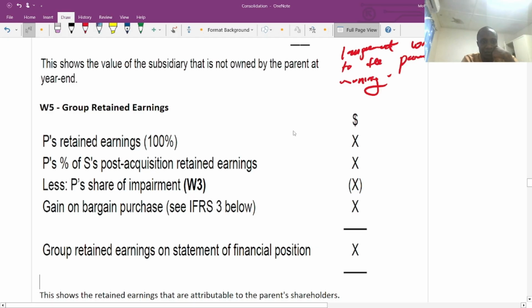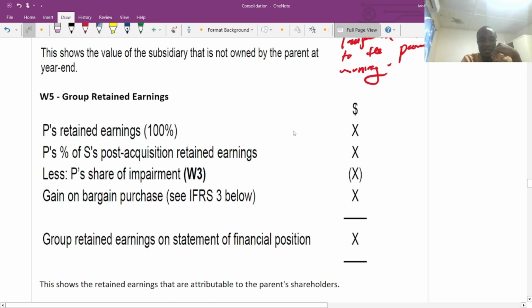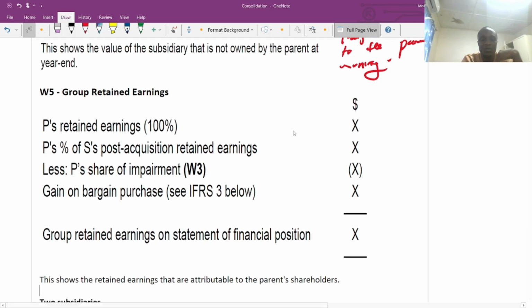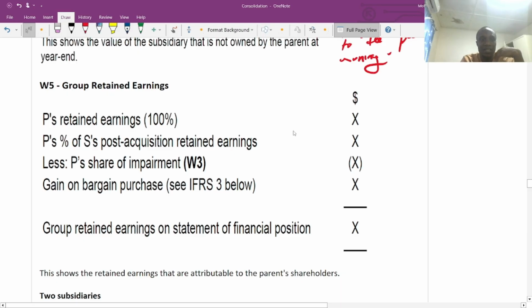Working five, the group retained earning. Basically, we are going to take the retained earning of the parent 100%, then any post-acquisition retained earning from working two, we are going to account for it. Then impairment, we are going to deduct it. Whether we are going to use the proportionate method or the fair value model, we are going to account for impairment. If we are going to use the proportionate method, then we are going to account for the impairment 100%. Whilst if you are going to use the fair value model, then we are going to account for the impairment based on the ownership percentage.